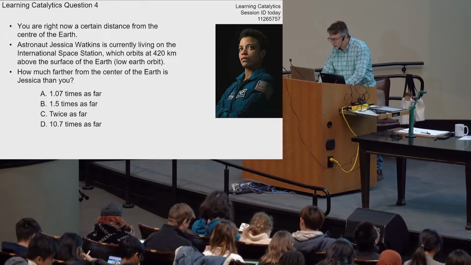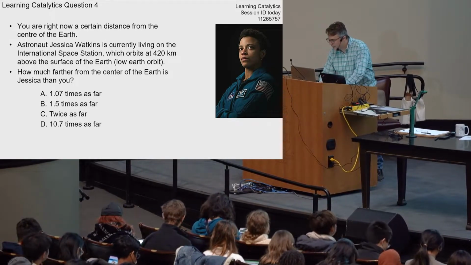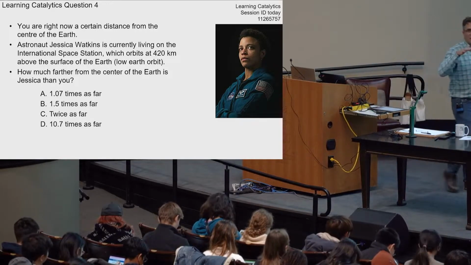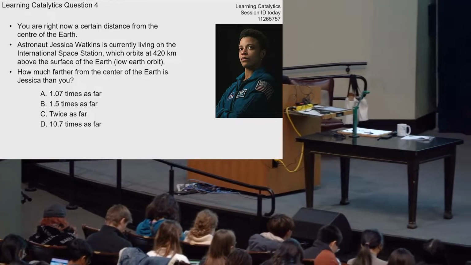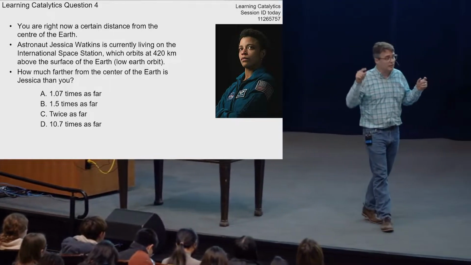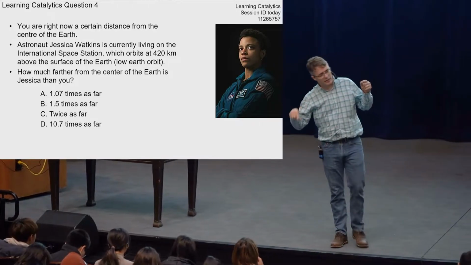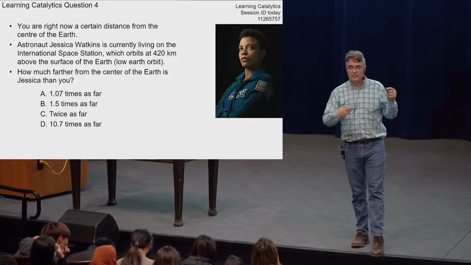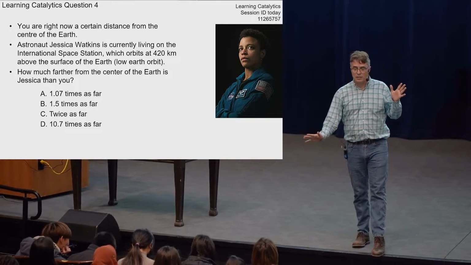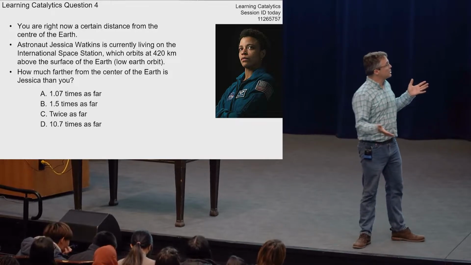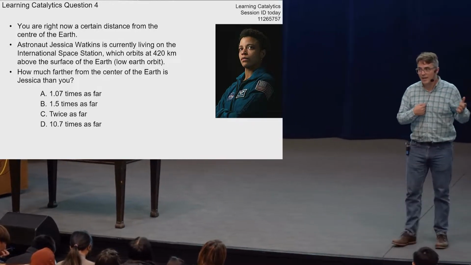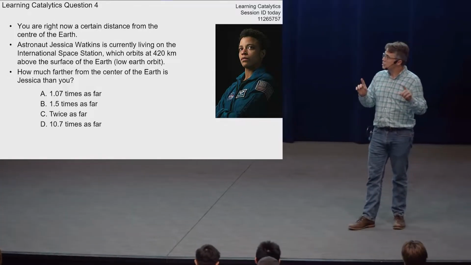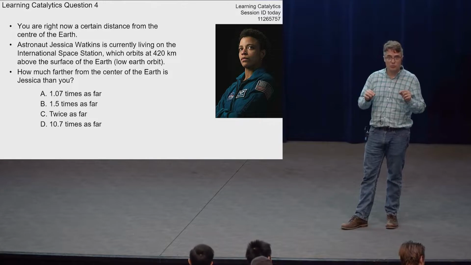Okay, here's another way of looking at it. You are now some distance from the center of the Earth. And if you were to use the real equation for gravity, G m1 times m2 divided by r squared, then the r you use is the distance between the center of you and the center of the Earth. So we have to do that same calculation now for Jessica Watkins, between the center of her and the center of the Earth. So what's the ratio there? How much farther is she from the center of the Earth than you are right now?